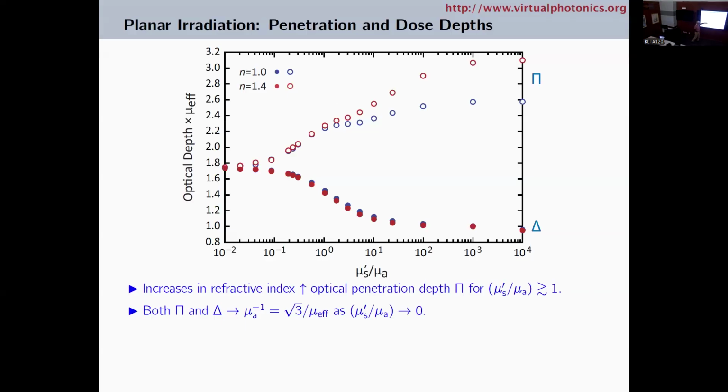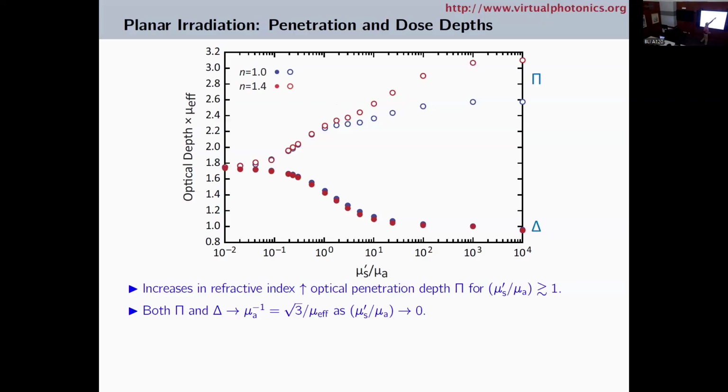And then on the bottom, we're showing what mu s prime over mu a is. So first you calculate the mu s prime and mu a of your medium. That dictates where along this curve you should look. Then you go up and find the symbol you're interested in, read off the dimensionless depth, and then you multiply by mu effective, and you get the physical depth.